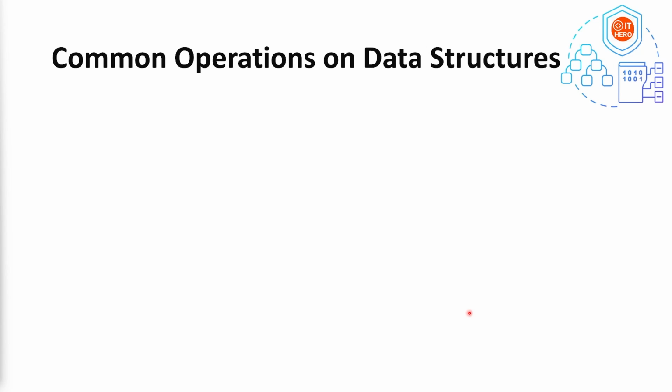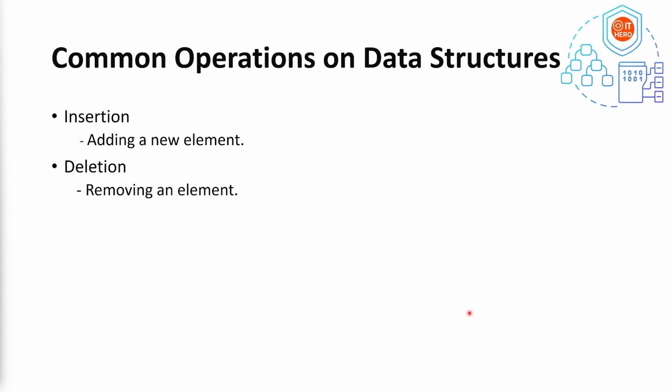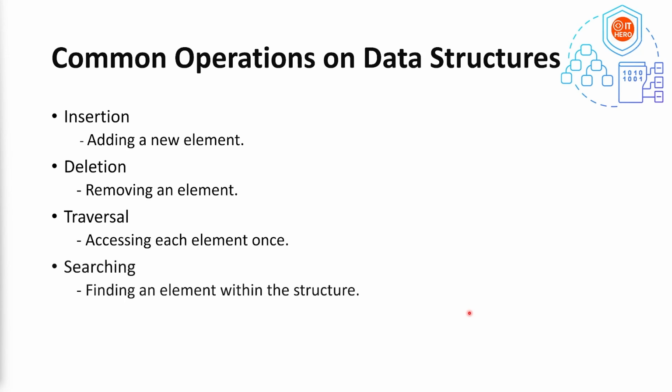Some common operations on data structures. For example, inserting an element, deleting an element, traversing input data and accessing each element once, searching, for example, finding an element within a structure, or sorting, for example, arranging elements in ascending or descending order.